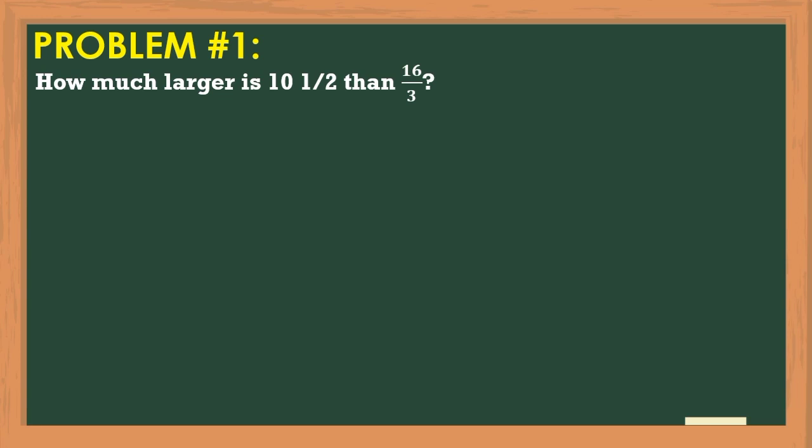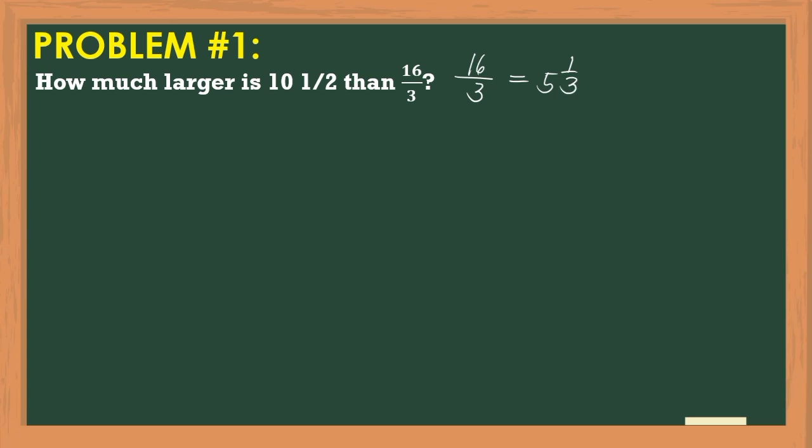So yung problem na to, tinatanong niya, gaano kalaki yung 10 and 1/2 sa 16 over 3? So ang gagawin po natin dito muna is, kailangan nating i-change yung 16 over 3 sa mixed numbers. So i-divide natin yung 16, yung numerator, sa denominator na 3. So 16 over 3, that is 5 and 1/3. After that, pwede na po tayong mag-subtract.